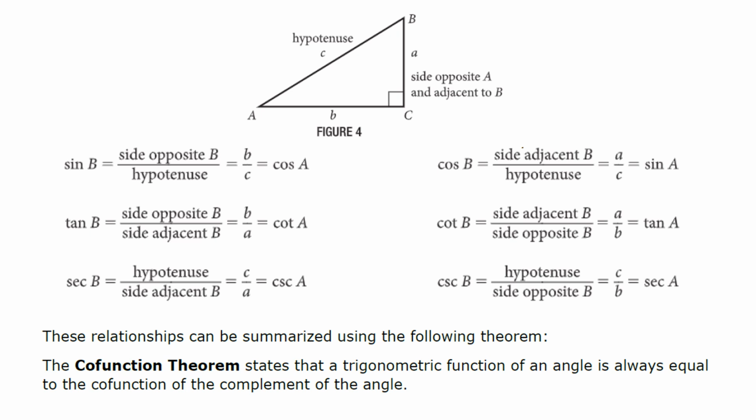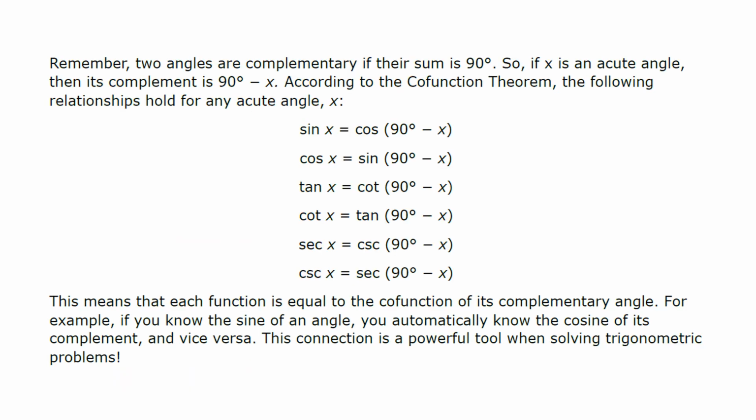And this cofunction relationship is very similar to all of the remaining 5 cofunction relationships. So these relationships can be summarized using the following theorem. The cofunction theorem states that a trigonometric function of an angle is always equal to the cofunction of the complement of the angle. Remember, two angles are complementary if their sum is 90 degrees. So if x is an acute angle, then its complement is 90 degrees minus x. According to the cofunction theorem, the following relationships hold for any acute angle x.